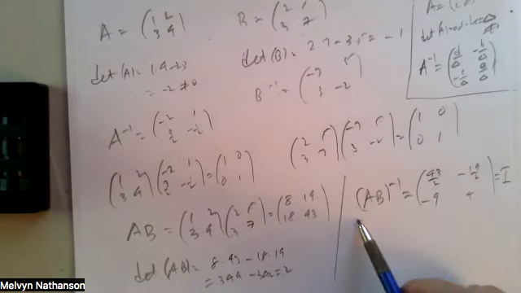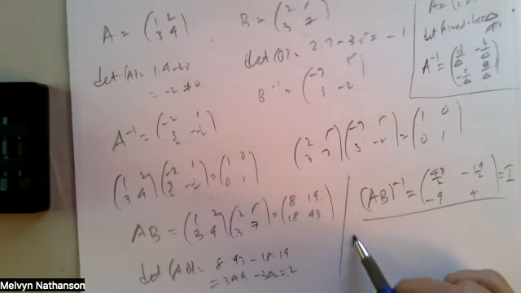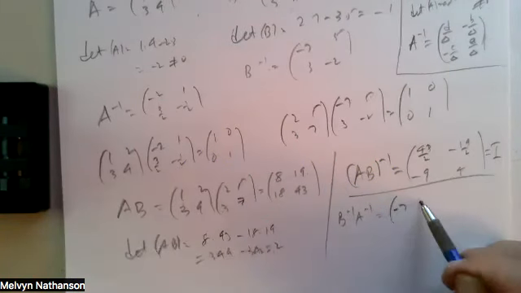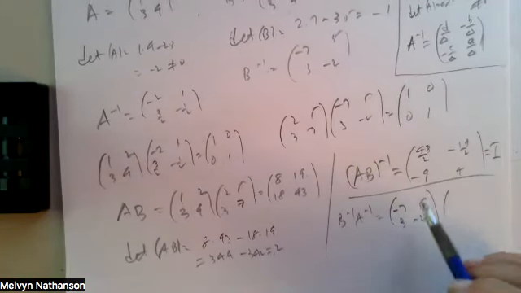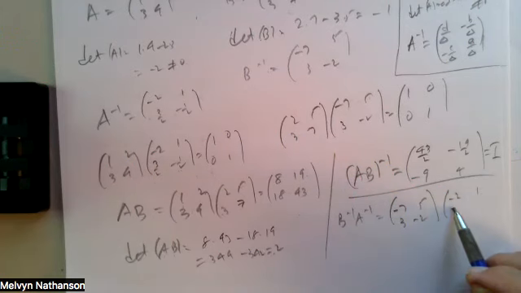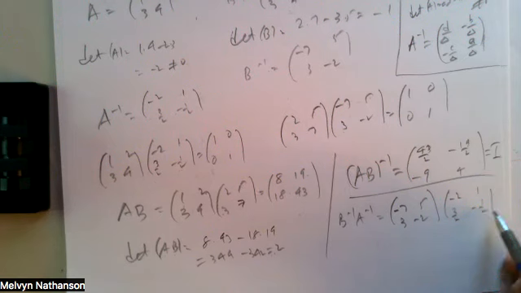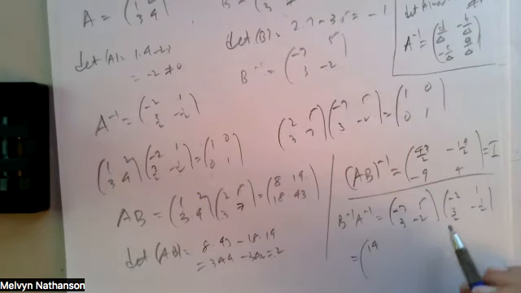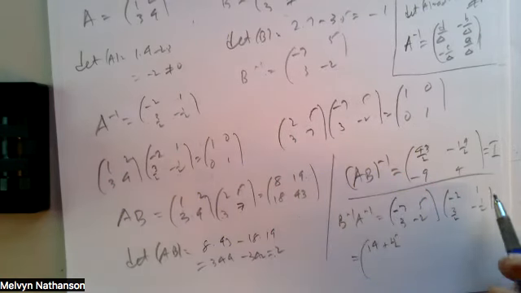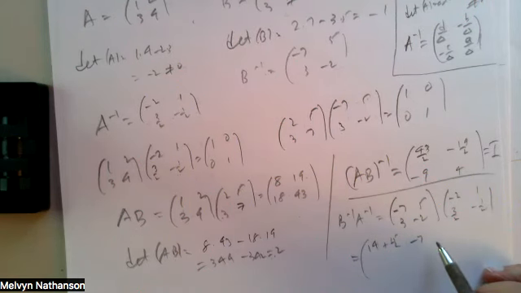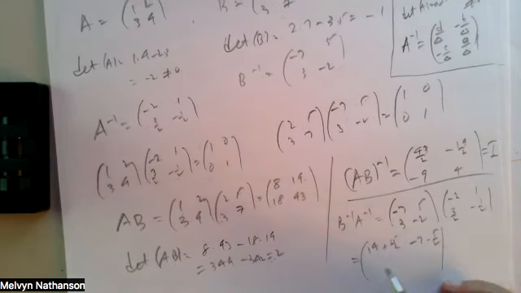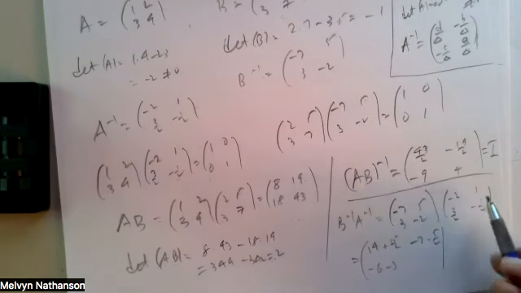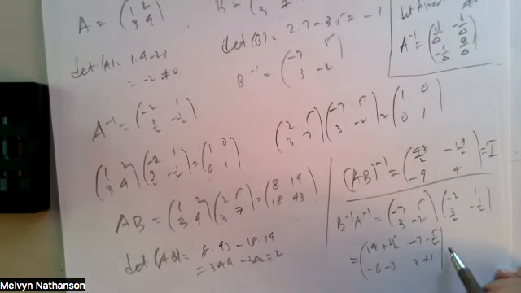This is the identity. And you can check, what is B inverse A inverse? B inverse is minus 7, 5, 3, minus 2. A inverse is minus 2, 1, 3 halves, minus a half. If I multiply this, I get 14 plus 15 over 2, minus 7 minus 5 halves, minus 6 minus 3, 3 plus 1.